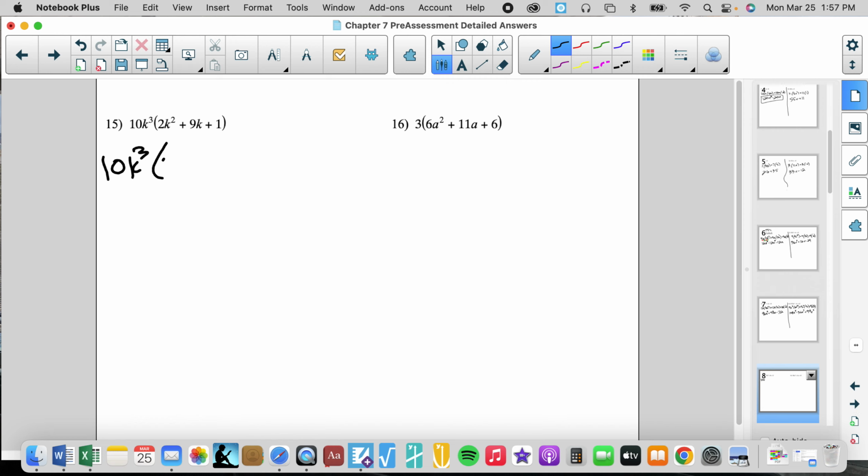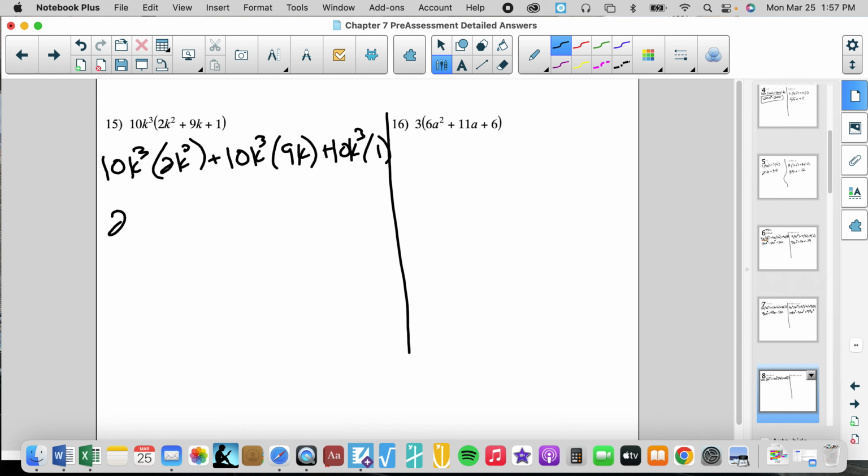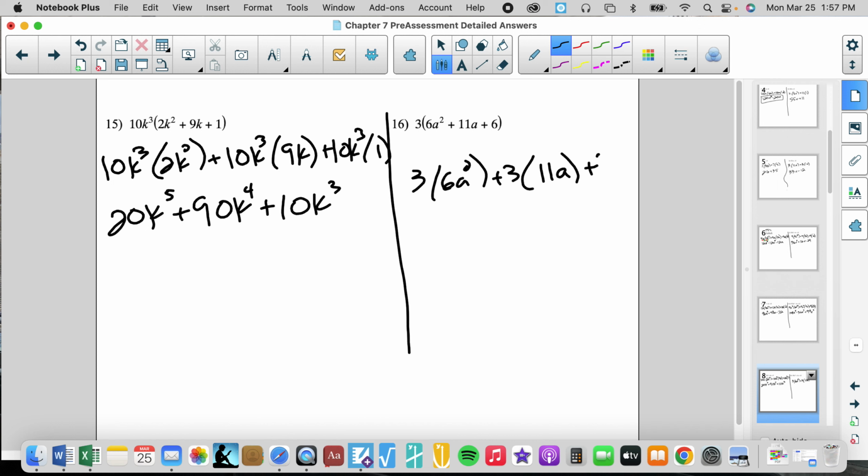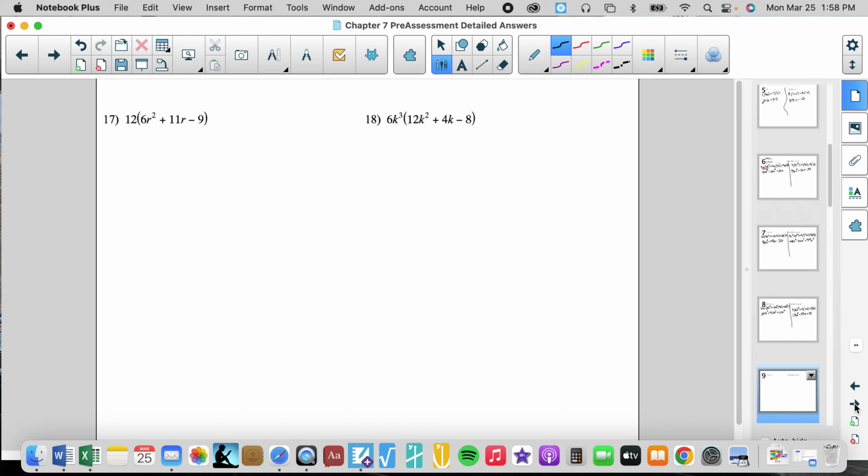10k to the 3rd times 2k squared plus 10k to the 3rd times 9k plus 10k to the 3rd times 1. That's going to give me 20k to the 5th plus 90k to the 4th plus 10k to the 3rd. 3 times 6a squared plus 3 times 11a plus 3 times 6. 18a squared plus 33a plus 18. That's how fast you should roll through these.